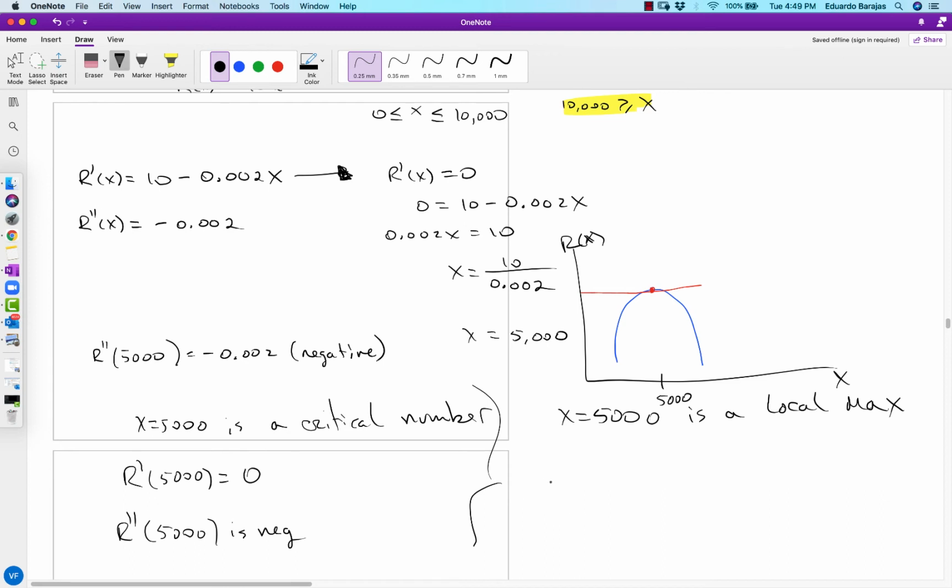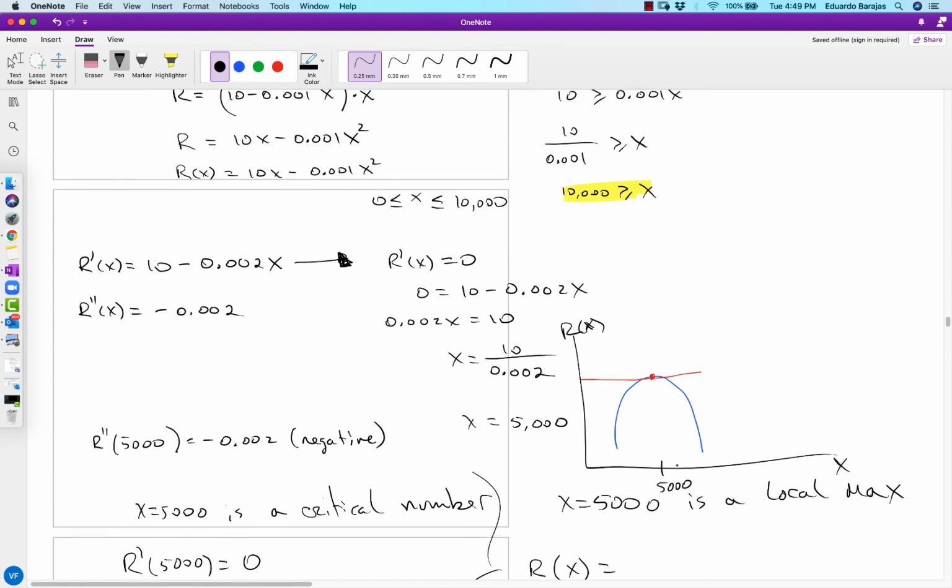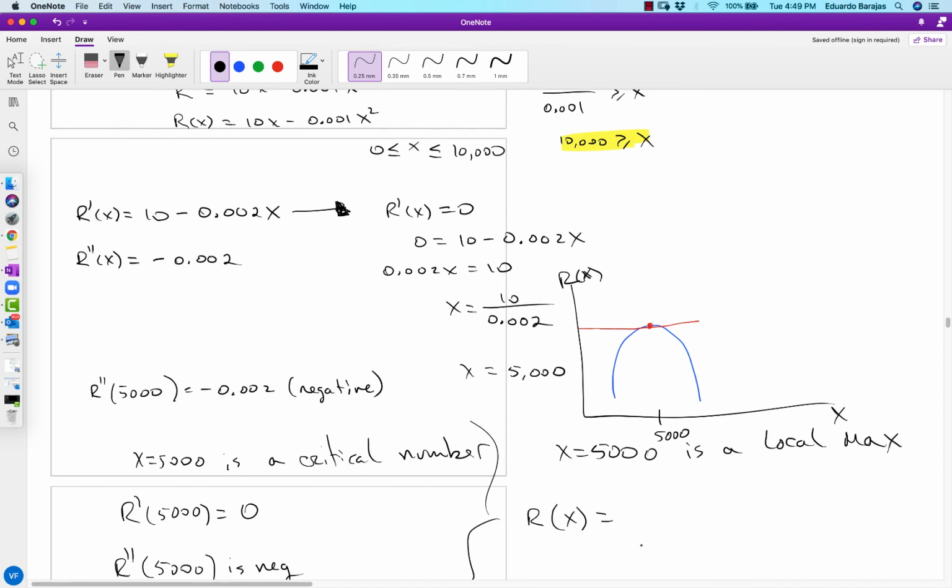Well, to find it, we're just going to have to evaluate our original function R at 5,000. So R of x, coming back up here, was equal to this equation: 10x minus 0.001x squared. So it's 10 times something minus 0.001 times something squared. And we're going to plug in 5,000 into here, 5,000 into here, and then calculate it. Let's get our calculator.